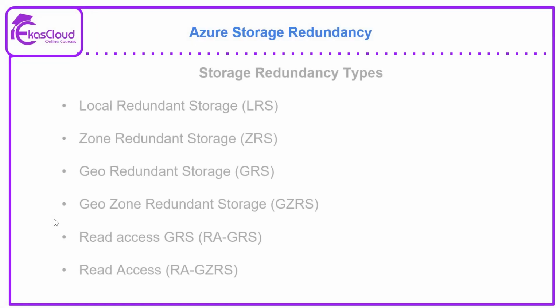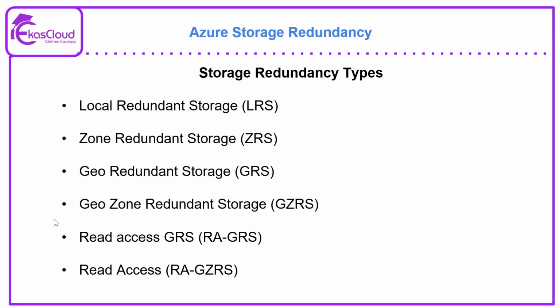Now, let's see the different redundancy types. So we have locally redundant storage, LRS, zone redundant storage, ZRS, geo redundant storage, GRS, and geo zone redundant storage, GZRS. And then if you want read access to your data in the GRS and GZRS, even in the secondary region, then you can choose the read access GRS or RA-GZRS option. Now let's discuss each of these separately.